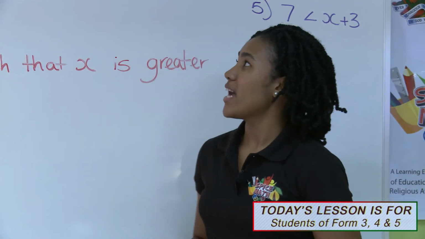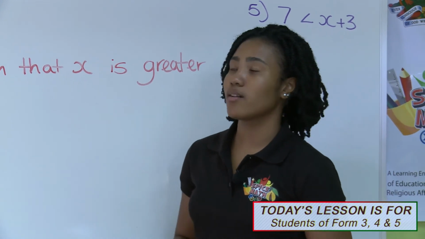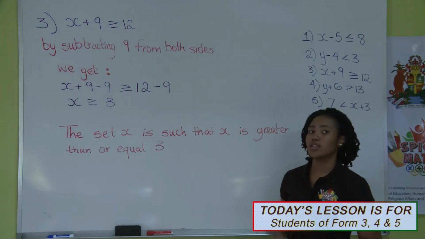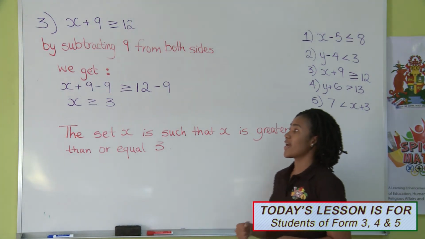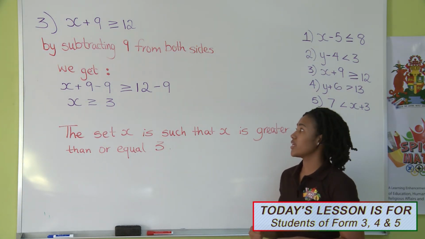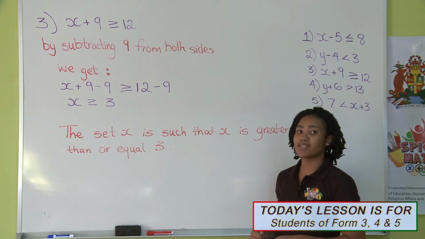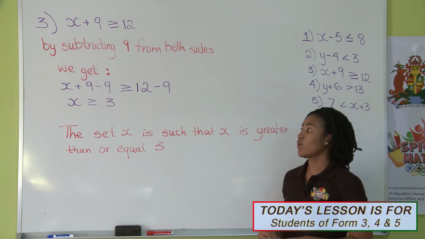Here we have x plus 9 is greater than or equal to 12. We're going to solve this linear inequation by subtracting 9 from both sides. When we do so, we get x plus 9 minus 9 is greater than or equal to 12 minus 9. This simplified would give us x is greater than or equal to 3.